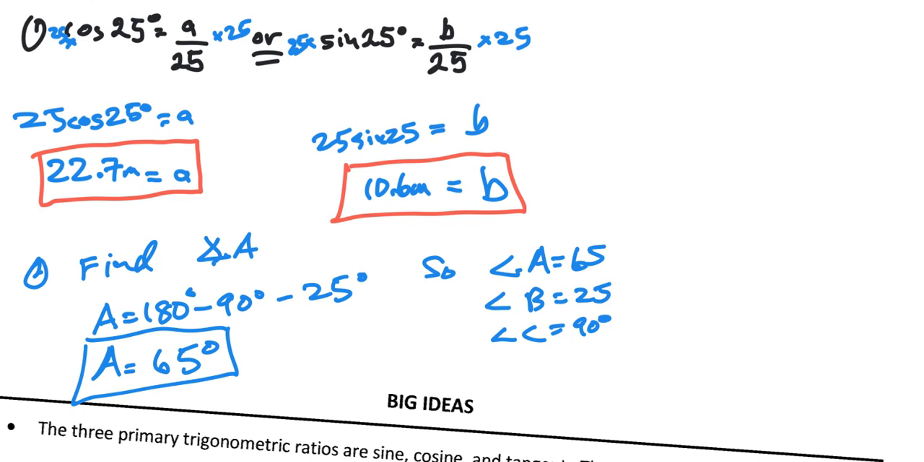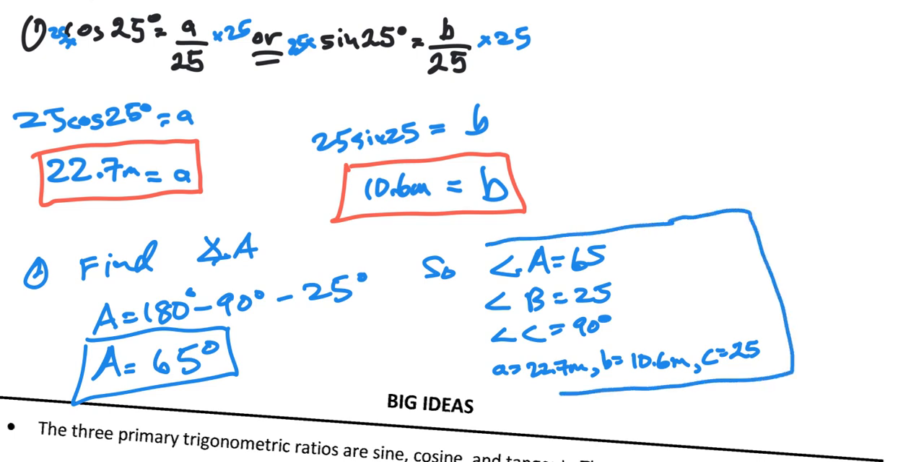And then little a is equal to 22.7 meters. Little b is equal to 10.6 meters. And side C is equal to 25 meters. So if you do not have a picture of what's going on with your triangle, all you have to do is make sure that you take a moment and give me a summary of all the angles and all the sides of the triangle at the end of your problem.